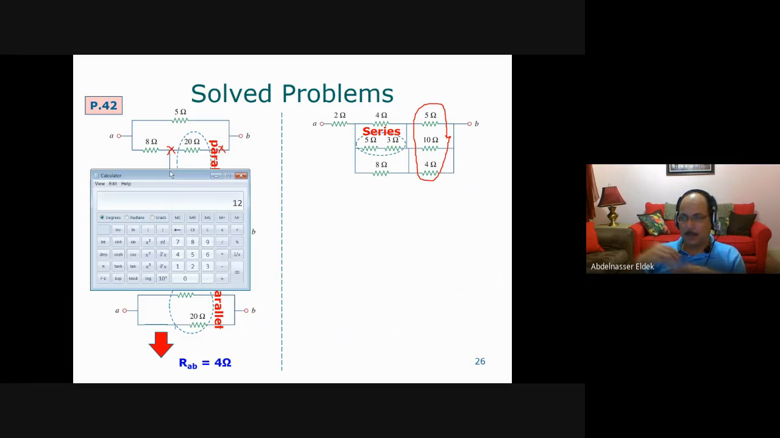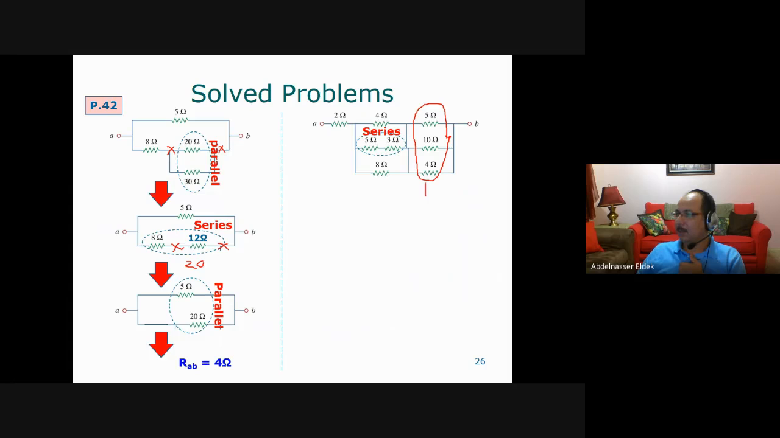Let us use the general method. Okay, I don't want you to forget it. So it will be 1 over 5 plus 1 over 10 plus 1 over 4 equal. So this will be 1 over the total resistance. So at the end you have to flip it by pressing 1 over x. So the total will be 1.8, 1.8, or you can say just 2. Just simplify it. 1.82 ohm.